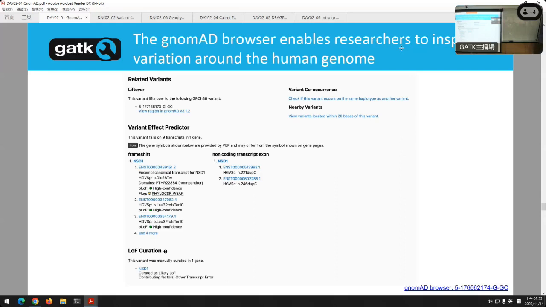Down at the bottom, we see this LOF curation section. And actually, a lot of the high quality probable loss of function variants in gnomAD were manually curated to see if they are actually likely to be loss of function variants and understand that class of variation further. So you can see the results of that curation. It was curated as likely loss of function.